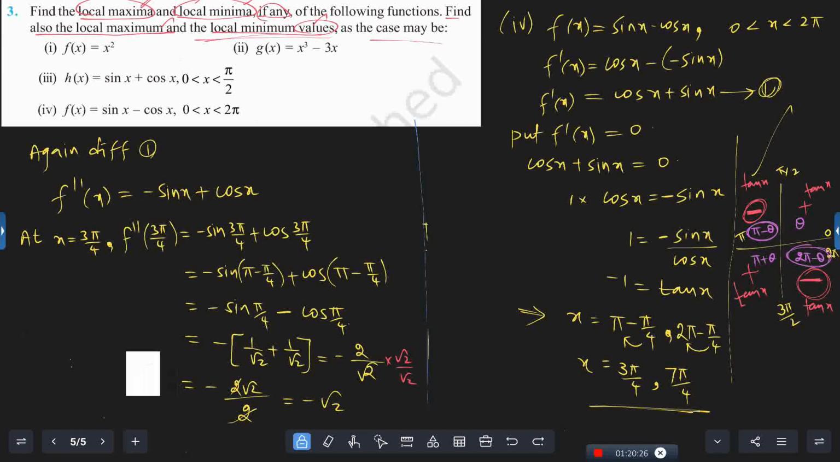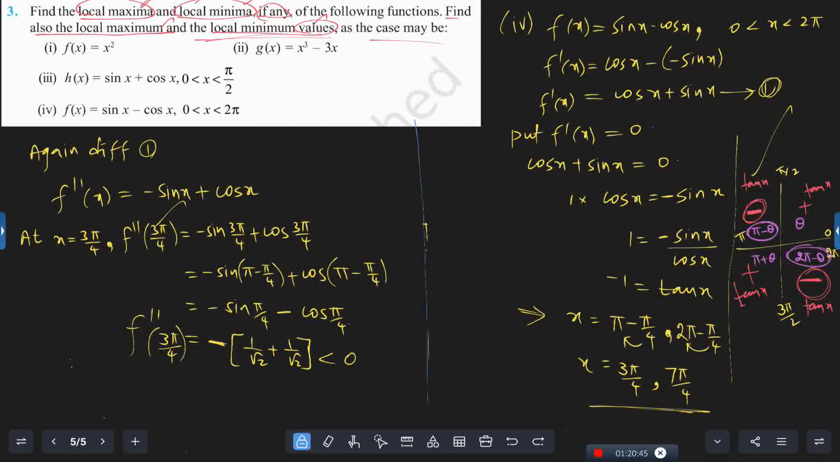Don't simplify this much. I am only checking whether it is negative or positive. Here itself we got a negative outside, so put less than 0 here itself. Now tell me, in the double derivative, f double derivative at 3 pi by 4 is less than 0.